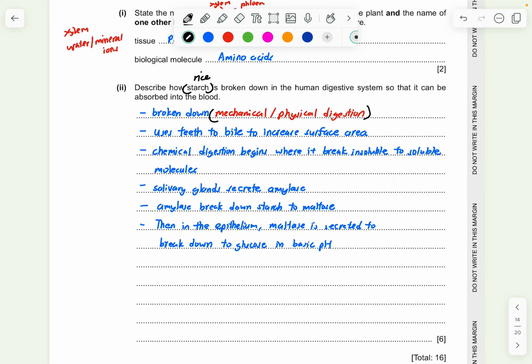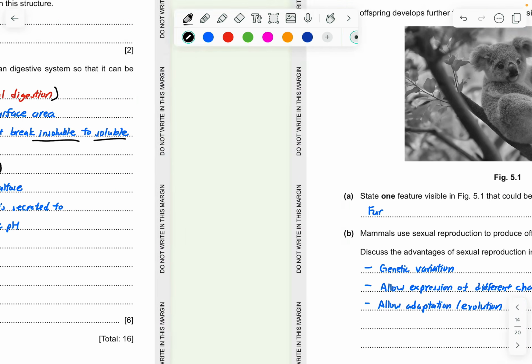Next is chemical digestion, where it breaks insoluble to soluble molecules. You can give this as a form of a definition. Your salivary glands will secrete amylase, which is an enzyme. It will break down starch to maltose, and once it travels into the small intestine, you meet the small intestine enzymes. One of them is maltase. Maltase is secreted to break down maltose to glucose in a basic pH, meaning more than 7. That's considered basic.